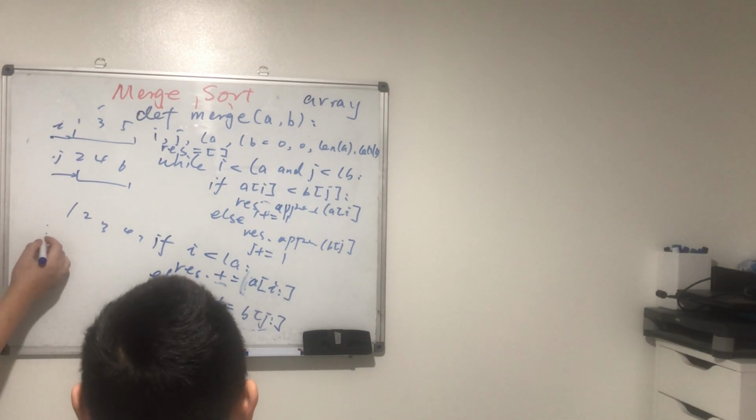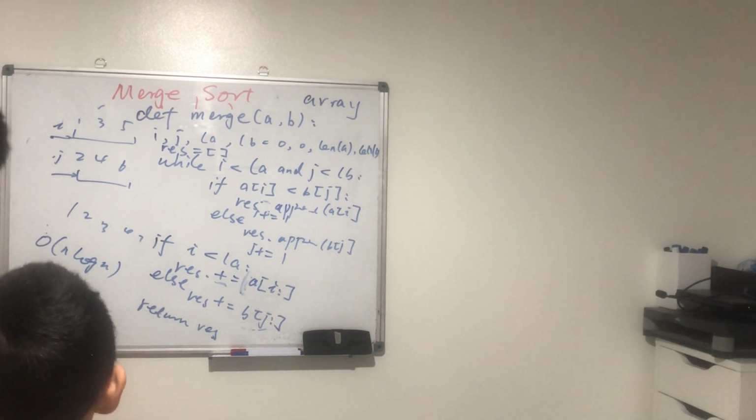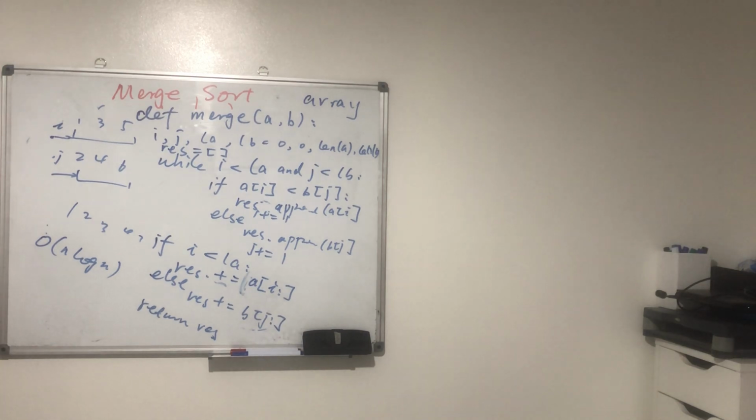So the complexity is O(n log n), similar to quicksort. Remember we talked about quicksort yesterday, yeah? It's a similar complexity. Okay, any questions?